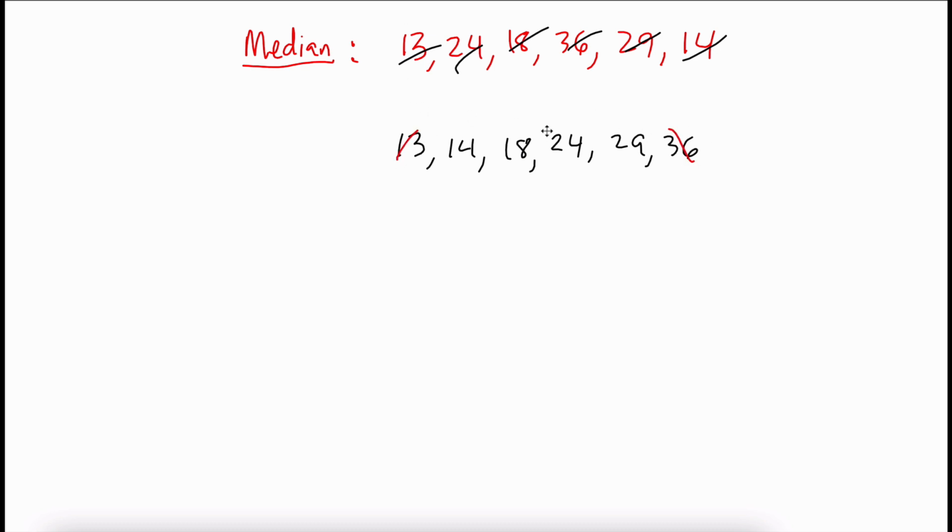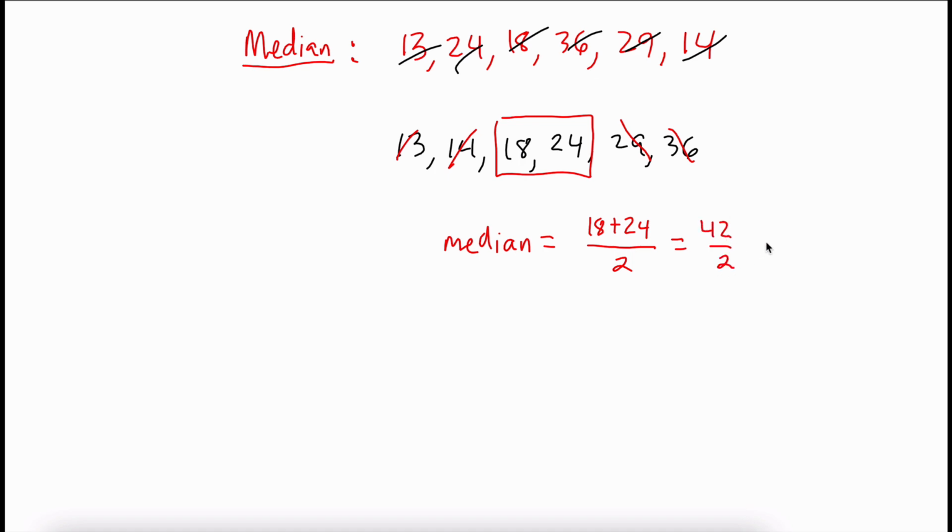1 from the left, 1 from the right, 1 from the left, 1 from the right. There are 2 numbers left in the middle. So the median of this data set is equal to the average of the 2 middle numbers. And to find the average, or the mean, you add the numbers in the set and divide by the number of data points, of which there are 2. 18 plus 24 is 42. Divided by 2 is 21. So the median of this data set is 21.